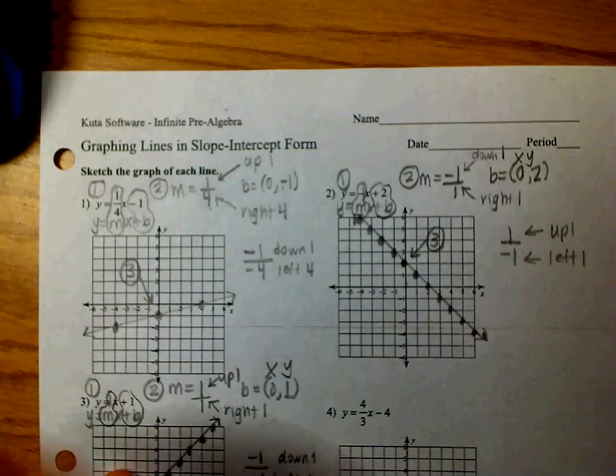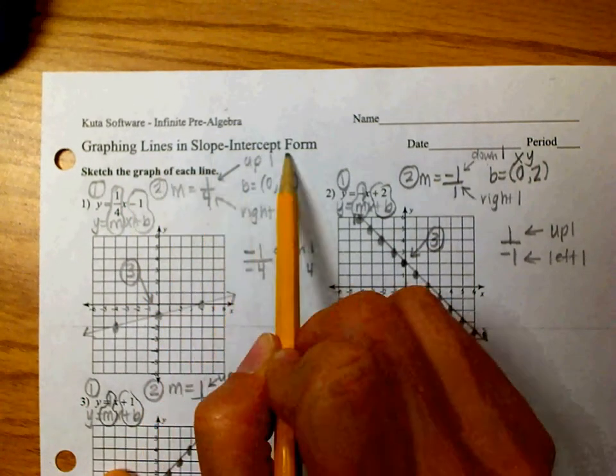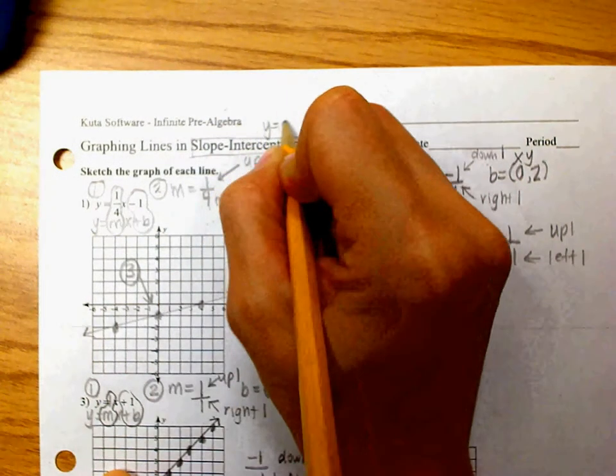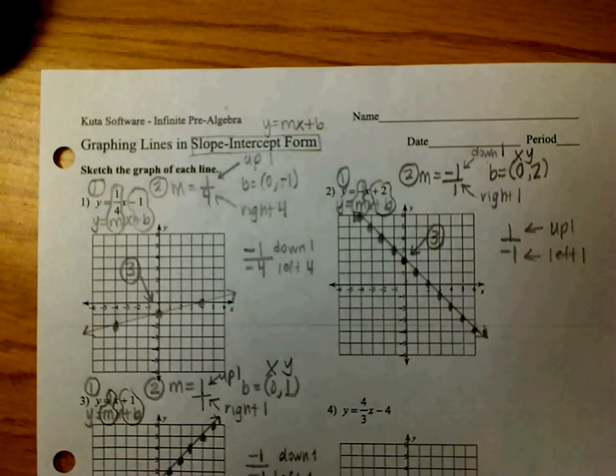Okay guys, this is the worksheet that we're working on, and basically we're going to be graphing lines that are in slope-intercept form. So these are already y equals mx plus b. Okay? Now, I'm going to go over the homework.